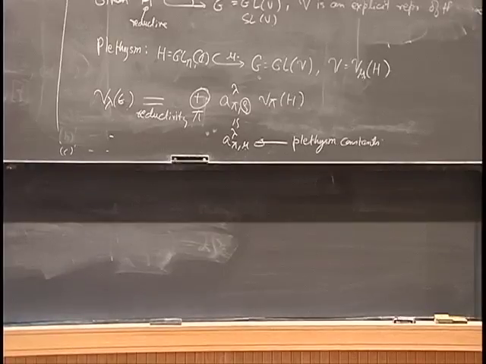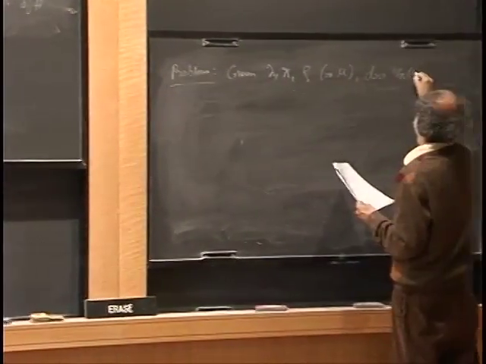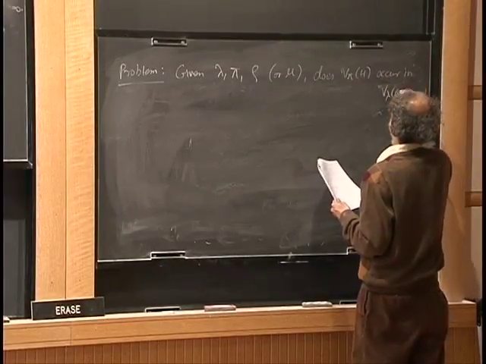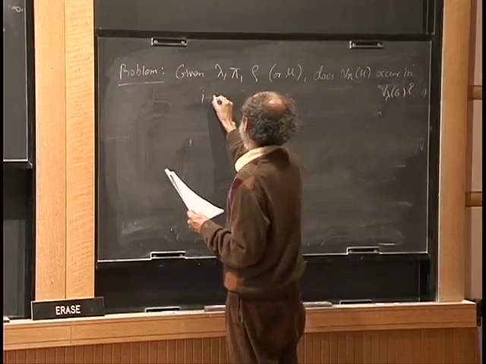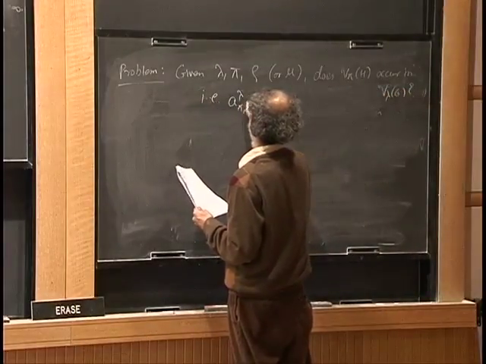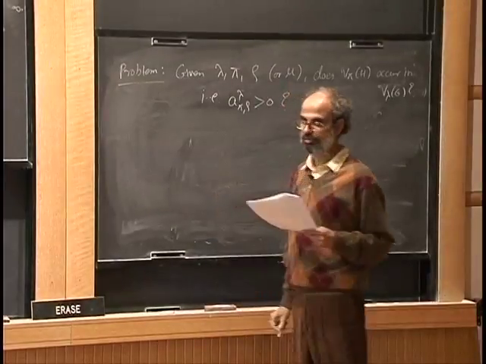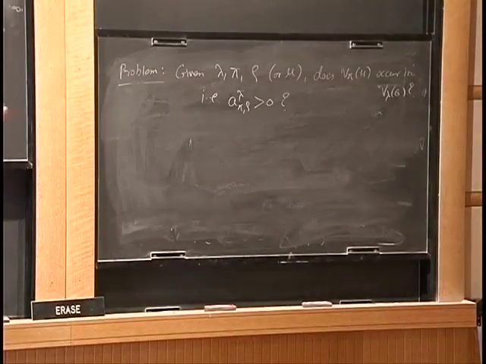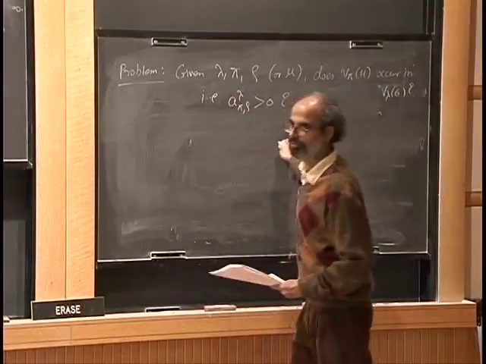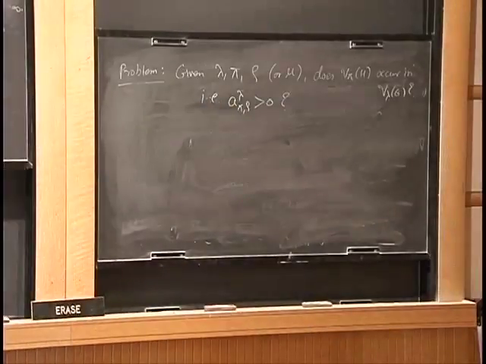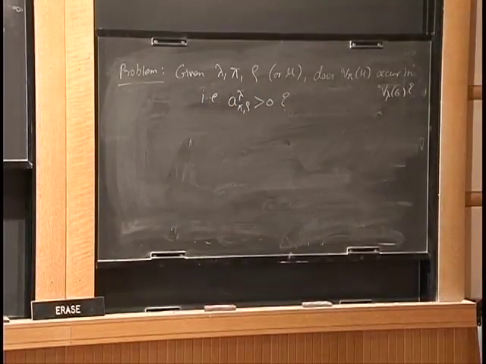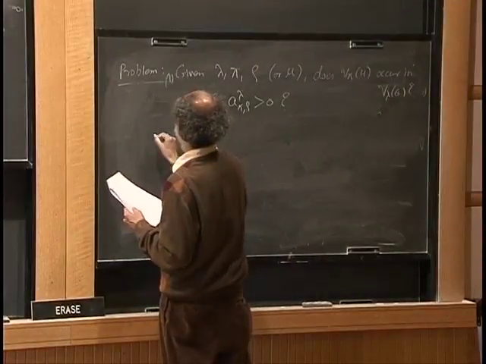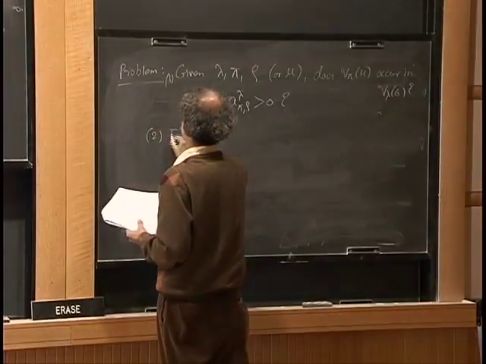the question is, does V_pi(H) occur in V_lambda(G)? That is, is the Plethysm coefficient a_lambda,pi,rho greater than 0? This is the complexity theoretic question, and these are actually just special cases of this, for pi the trivial representation and H being the reductive group as there. So this is the first problem.